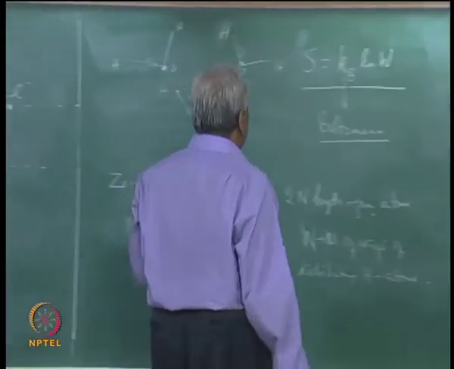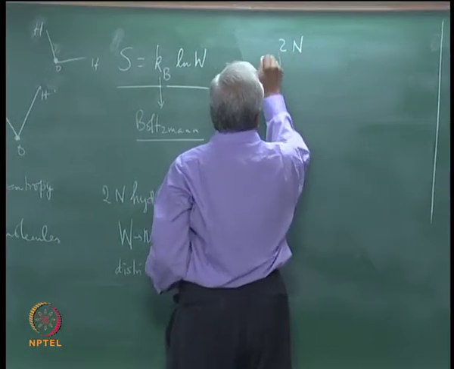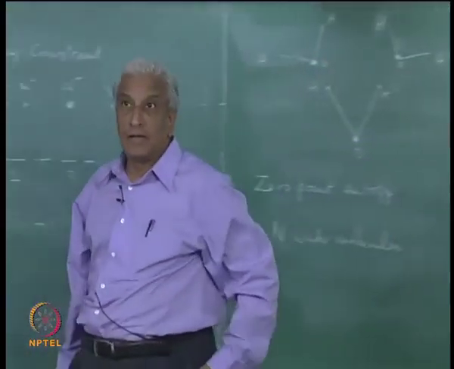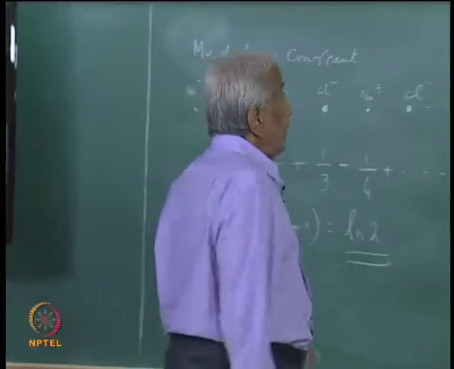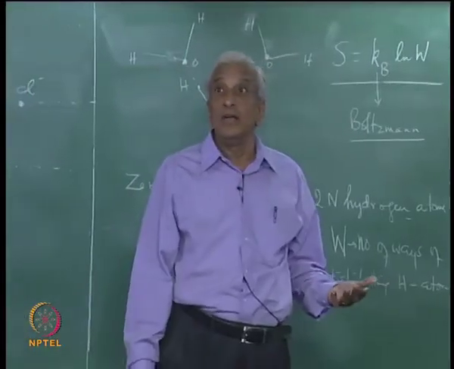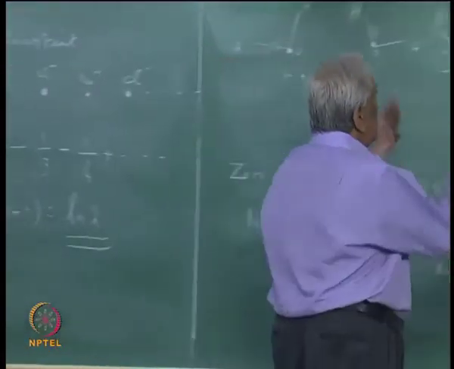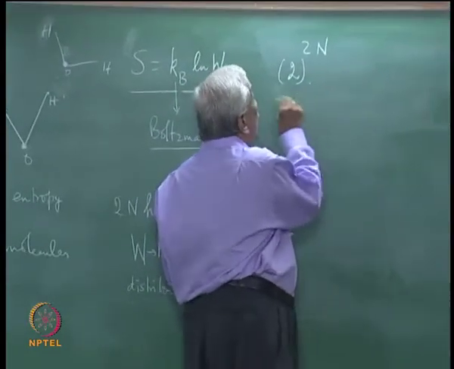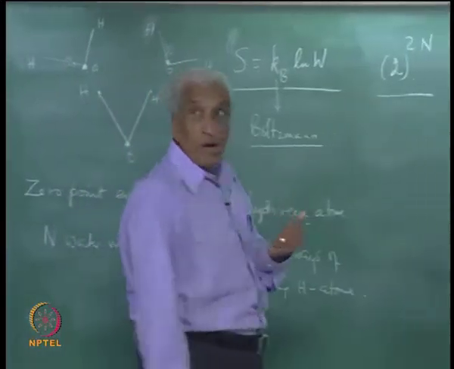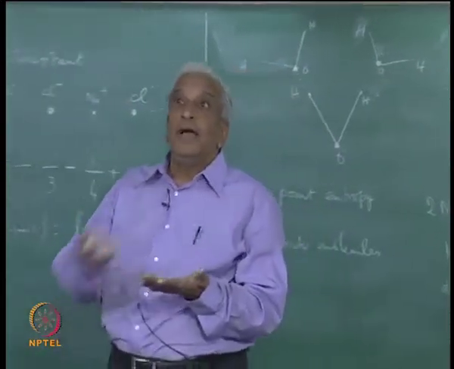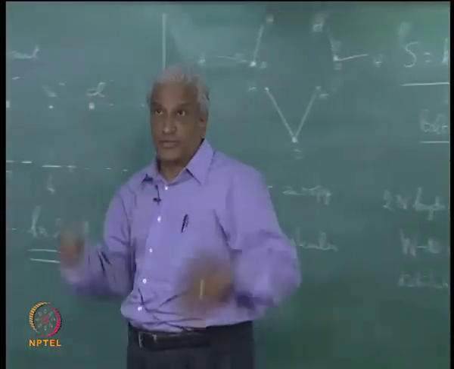So, we have two positions for each hydrogen atom. There are 2n hydrogen atoms, so the total number of possibilities is 2 to the power 2n. But we have only 2 hydrogen atoms to be distributed among 4 positions, so not all of these are available. So, we have a combinatorial problem of distributing 2 hydrogen atoms among 4 bonds.